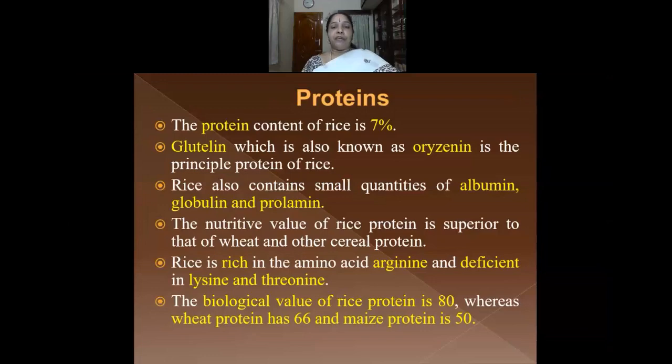Therefore the biological value of protein is good in the rice, whereas in the wheat protein it is only 66, and in maize cholam it is only 50. The biological value of protein, I told you, is superior when compared to the other grains. In rice, it is 80. In wheat, it is 66. And in maize, it is only 50.